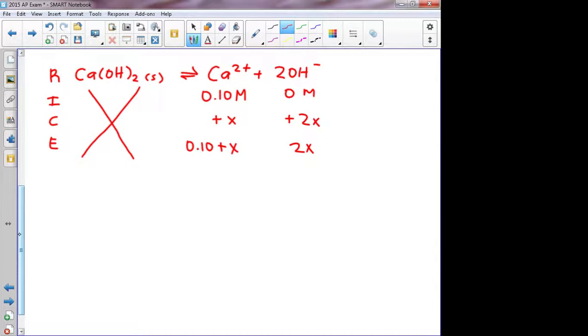All right, so next, what I'd like you to do is write your expression first. If you'll write your expression first, it will keep you from messing up your numbers. Okay? So what is my expression going to be? KSP is equal to what?